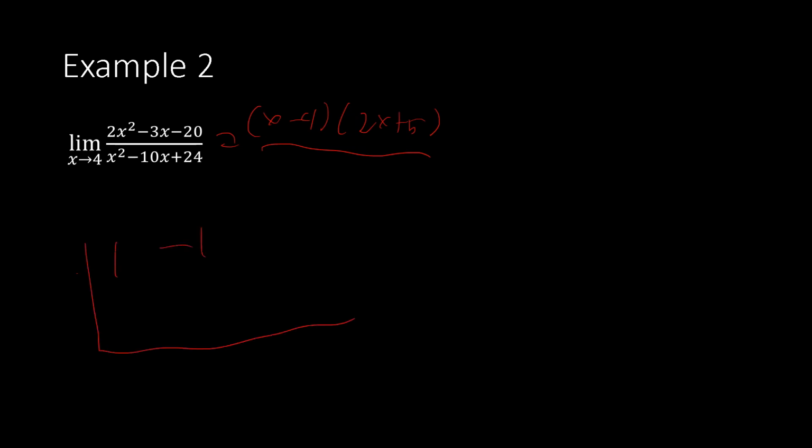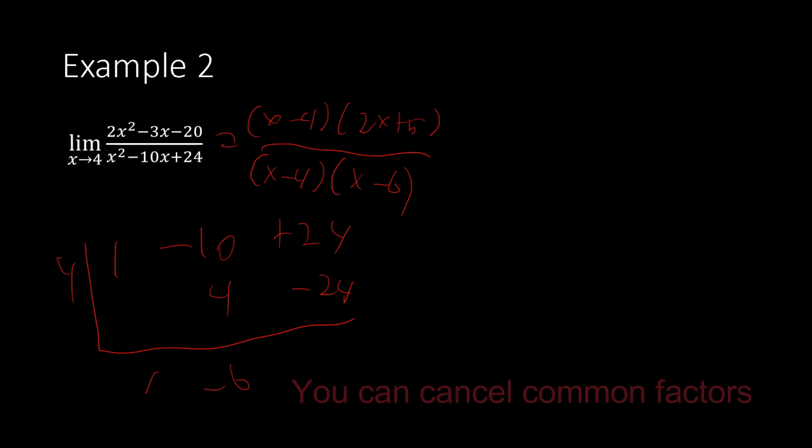So 1 minus 10 plus 24, 4, 1, 4 minus 6 minus 24. So we're going to have x minus 4 and x minus 6. Okay, so now we're going to use that strategy we talked about before.